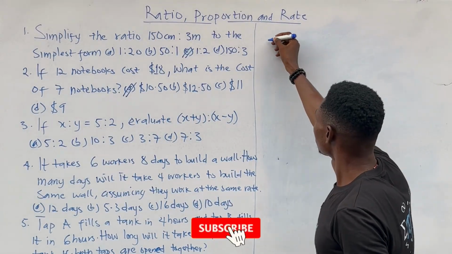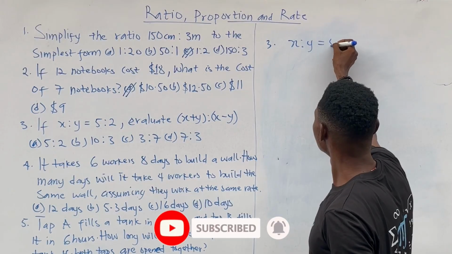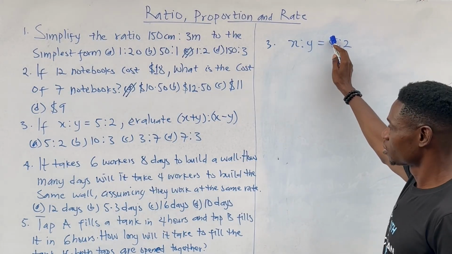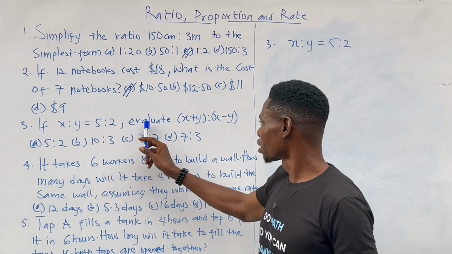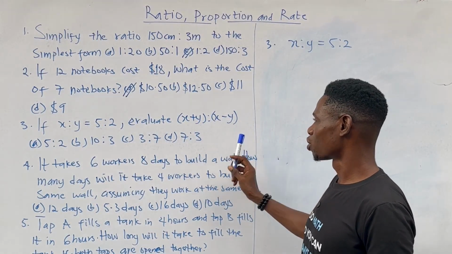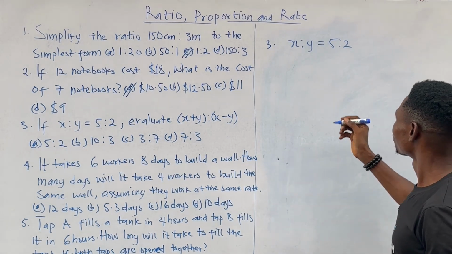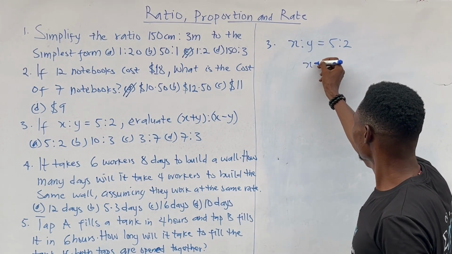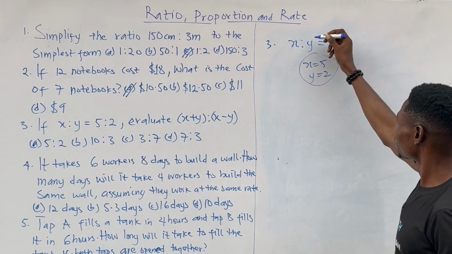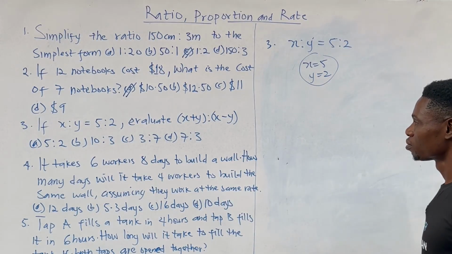So for number 3, it says X ratio Y is 5:2. So the question says evaluate X plus Y ratio X minus Y. This is straightforward. In fact, this is the easiest question there. So by implication, X is 5 and Y is 2. So X is to 5 as Y is to 2.